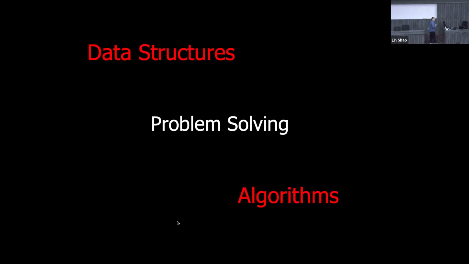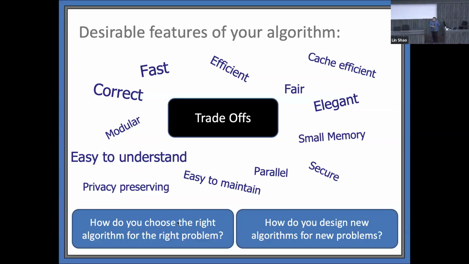But the most important part of the algorithms and data structures course is that we hope you focus on problem solving. We hope you develop the ability to utilize algorithms and data structures to solve problems. That is the key part. When you choose the right algorithm for the right problem, when you encounter real-world problems, and when you design new algorithms for new problems, you should consider trade-offs. You probably want to trade off between computational cost, storage, or something else. I hope you get the idea.